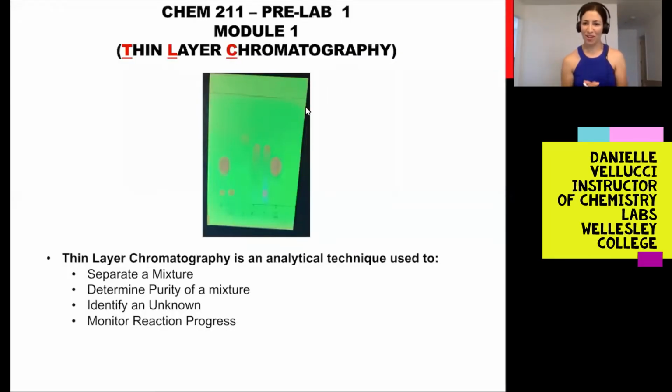Welcome to Module 1 for Experiment 1, which is going to deal with chromatography. Chromatography in general is going to refer to the separation of molecules based on their preferential distribution between two different phases. We're going to discuss in thorough detail what those phases are and how the separation works.